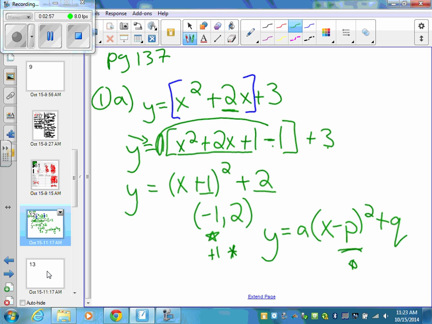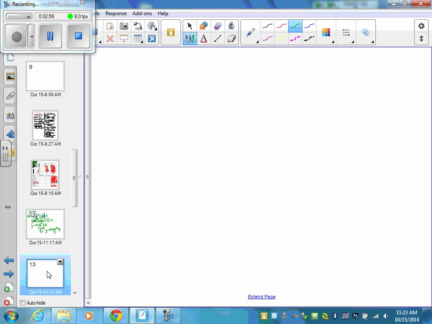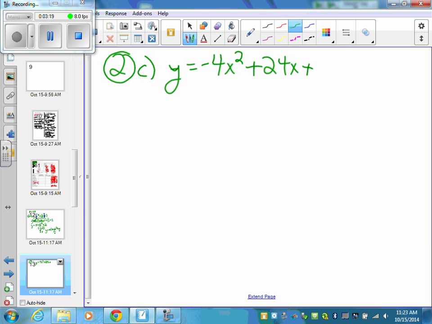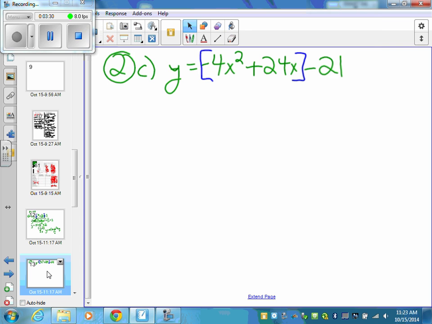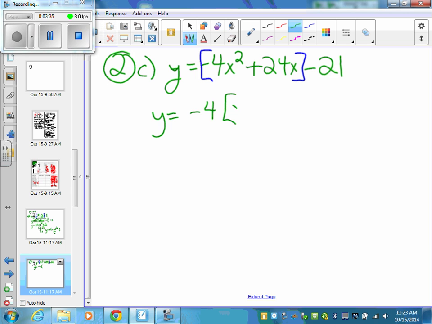Okay, next question I'd like to try with you is a slightly more difficult one. It's going to be 2c, still found on that same page. Again, not a lot of room in your workbook, so it might be a good idea to have a piece of loose leaf. Minus 21. Okay. The first step is grouping those first two terms. Second step is factoring out the a. So I'm factoring out a negative 4.